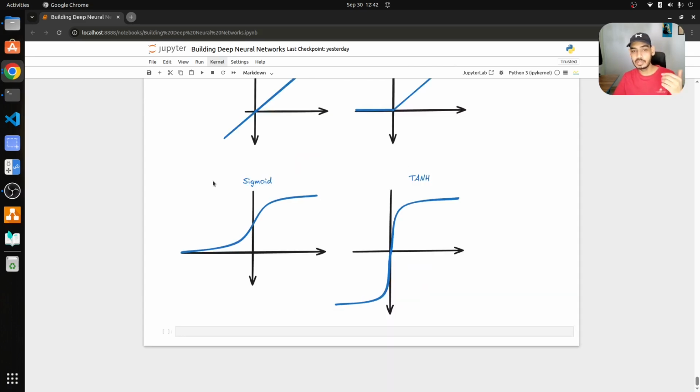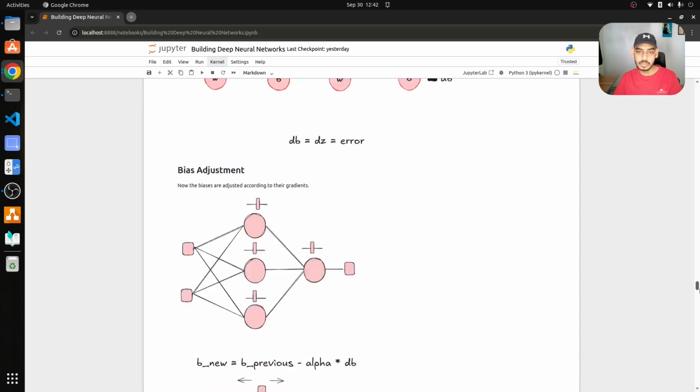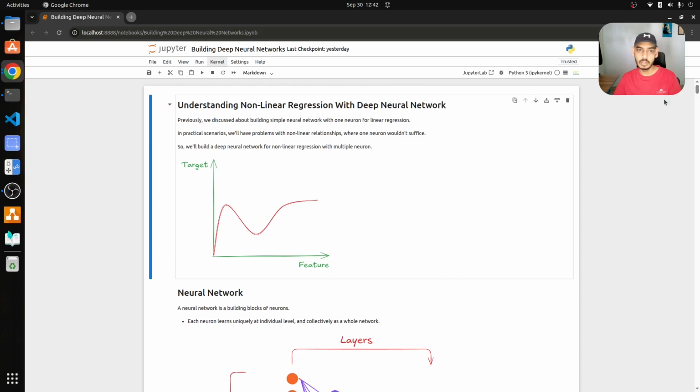There are also sigmoid and tanh, which try to understand complex relationships and generate values in a certain range. For instance, sigmoid will give you a value between 0 and 1, and tanh will give a value between -1 and 1. So we have seen a lot of things in this video. I hope you understood how a deep neural network works with respect to nonlinear regression. We'll see binary classification in the next video, where we'll discuss how to use sigmoid to get the probability score between 0 and 1.